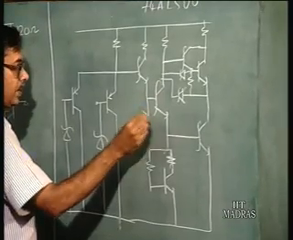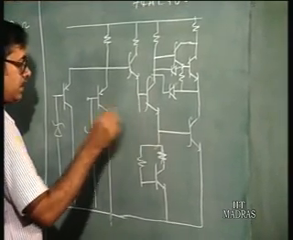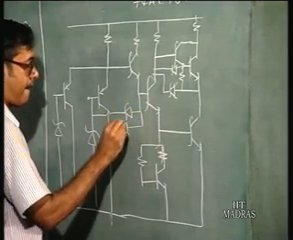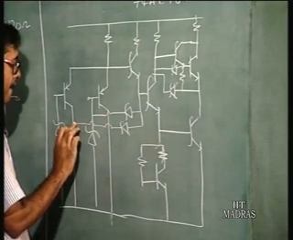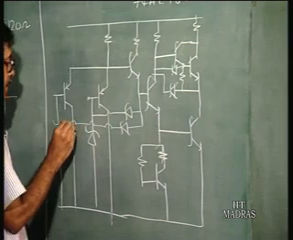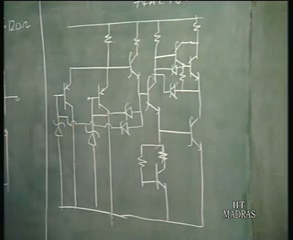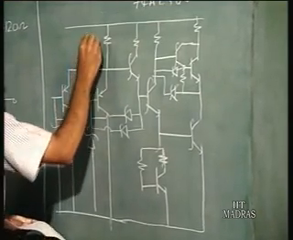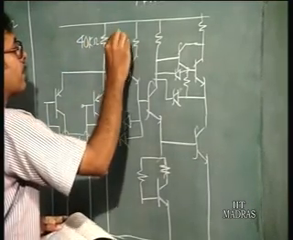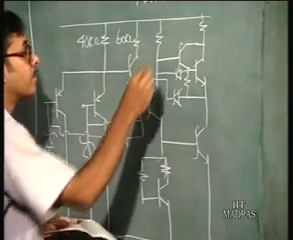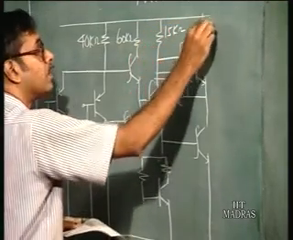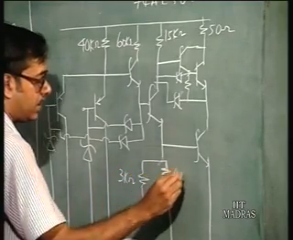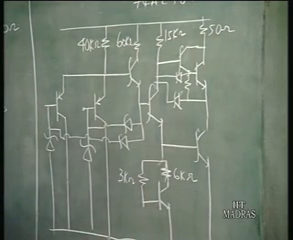Here you have some diodes going to the input. Then the resistance values, I shall just note them down: 40 kilo ohms, 60 kilo ohms, 15 kilo ohms, 3 kilo ohms and 6 kilo ohms.